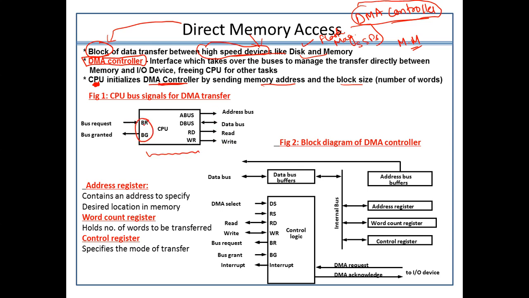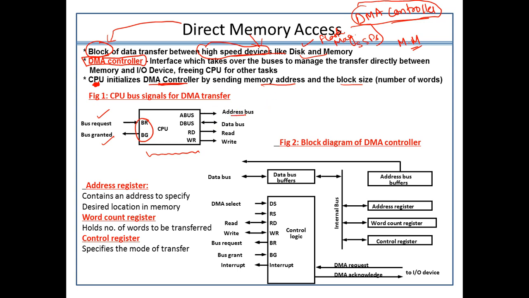The CPU has two control signals, bus grant and bus request. Whenever the DMA wants to access the main memory directly, it will send the bus request, and if it has been granted, then this entire information will be sent to the DMA controller by the CPU.